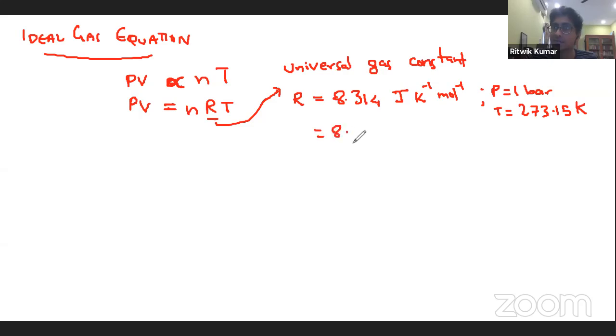Or you can write this as 8.314 Pascal meter cube. I have just written joules as Pascal meter cube. Then what do we have? Right. So if we were to convert the Pascal to bars and cubic meters to liters, you'll get 0.083. Basically 8.314 into 10 to the power minus 2 when you convert Pascal to bar and cubic meter to liter.